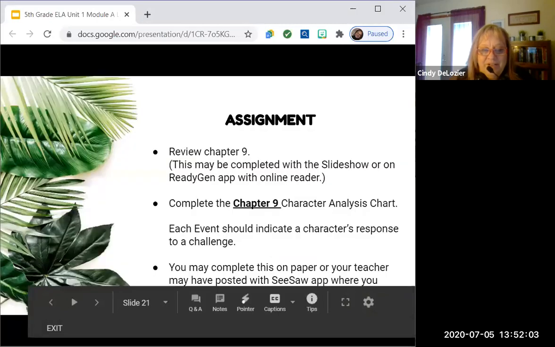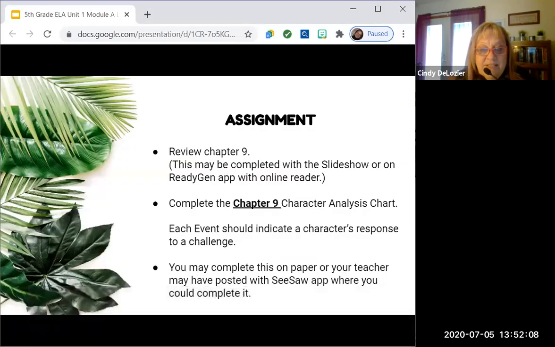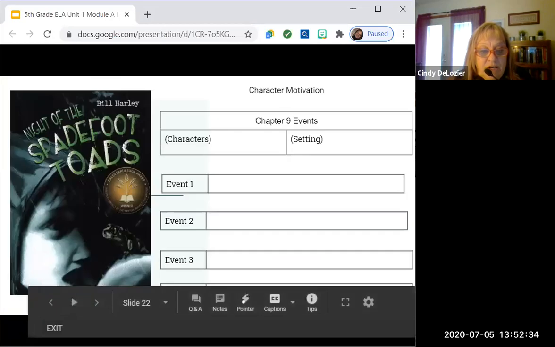All right, fifth graders, you will need to review Chapter 9. I have the pages in the slideshow, or you may go to ReadyGen and read on your own or use the online audio reader. After you have finished reading, you will complete the character analysis chart for Chapter 9. Each event indicates a character's response to a challenge. We completed the chart for Chapter 8, and you may use it as an example to continue and complete Chapter 9. So here is your chart.